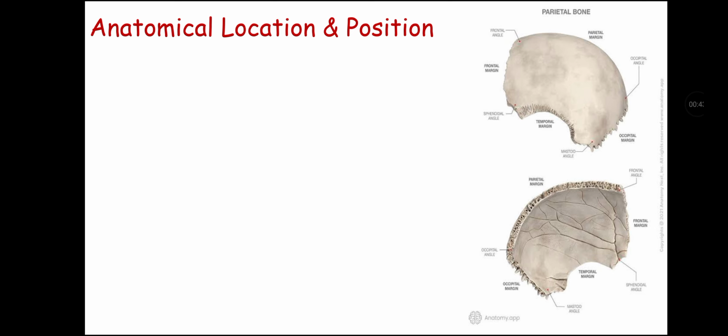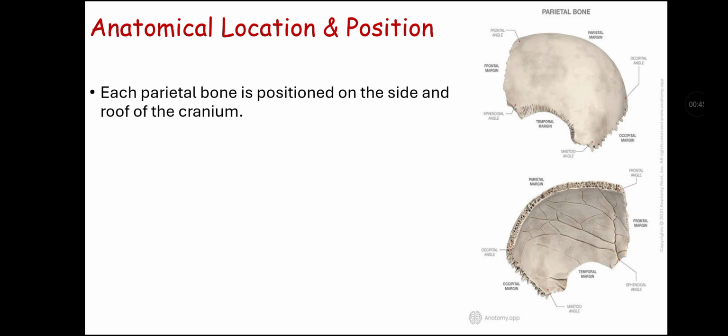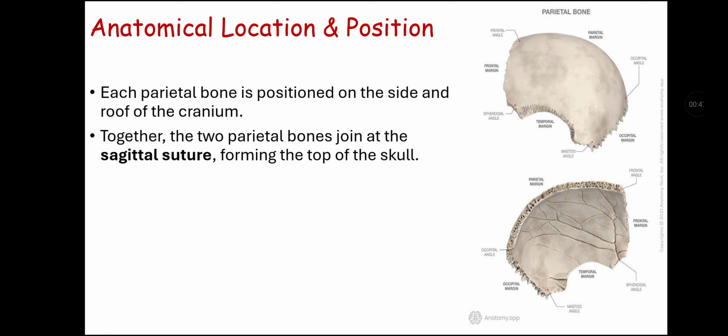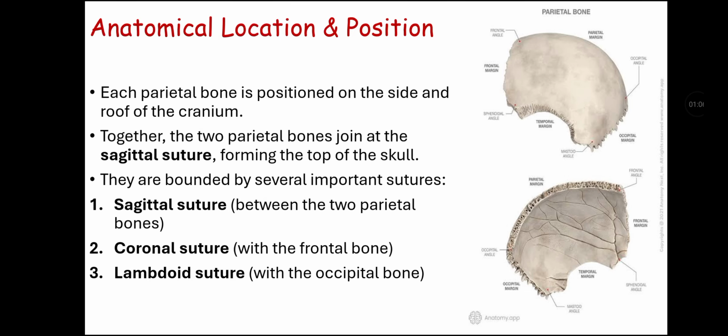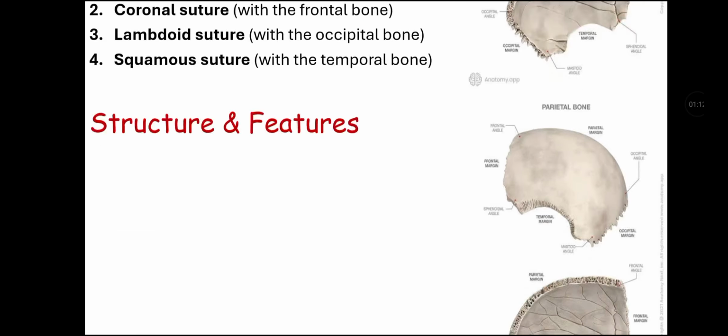Anatomical location and position of the parietal bone. Each parietal bone is positioned on the sides and roof of the cranium. Together, the two parietal bones join at the sagittal suture, forming the top of the skull. They are bounded by several important sutures that include the sagittal suture, present between the two parietal bones; the coronal suture, between the parietal bone and frontal bone; the lambdoid suture, between the parietal bone and occipital bone; and the squamous suture, between the parietal bone and temporal bone.